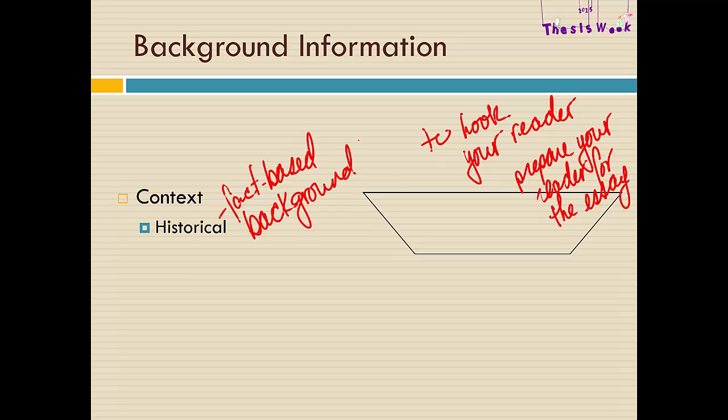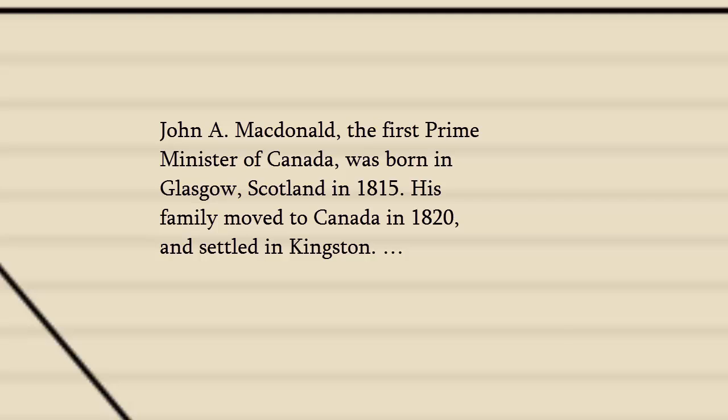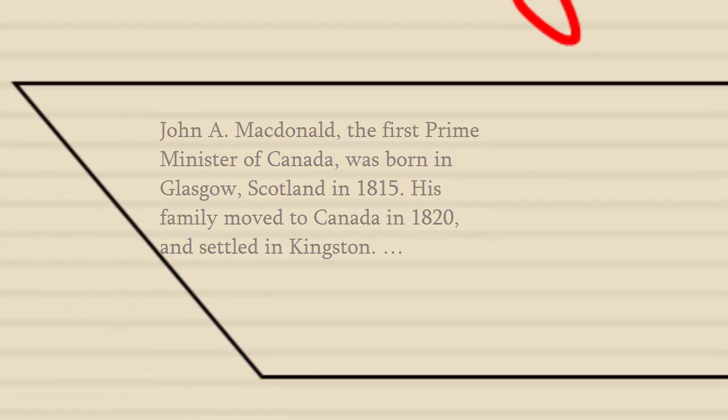about your topic. For example, if I were writing an essay about John A. Macdonald's performance as Prime Minister of Canada, an historical background would provide biographical information about Sir John A. This type of background gets your readers thinking about the specific topic of your essay.